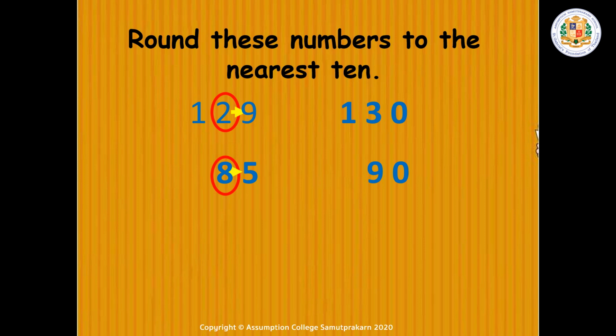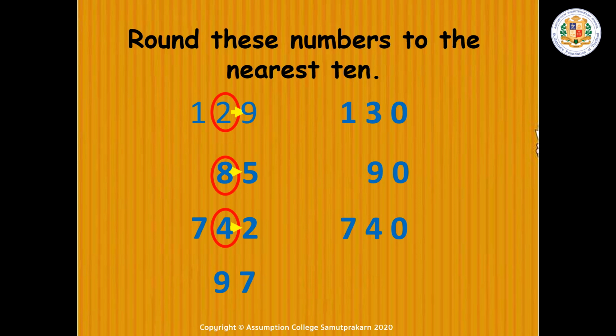Next number. Number 742. We circle digit 4 in the tens place. And what digit is in the ones place? The answer is digit 2. Is digit 2 round up or round down? Round down. That means we will choose between 740 and 750. The answer is 740 because it's round down.